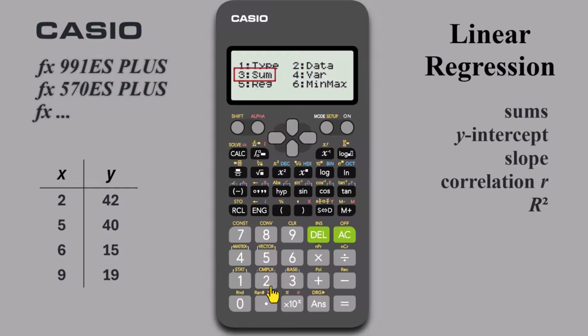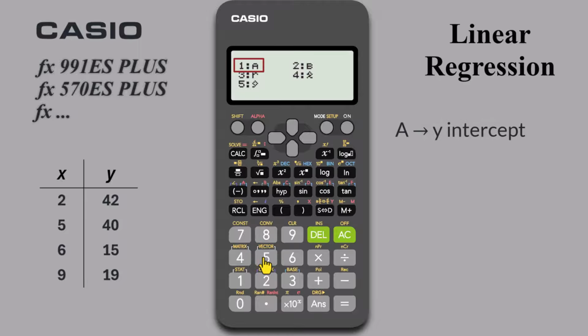To view sums, press 3, and you can see the sums available here. Press the left arrow button. For variable statistics, press 4, and these are the statistics available. Press the left arrow button. Finally, let's view the regression statistics by pressing 5.